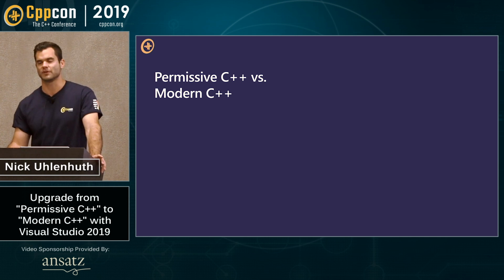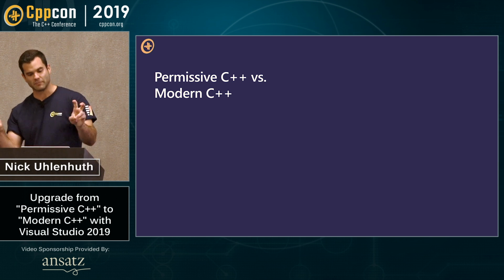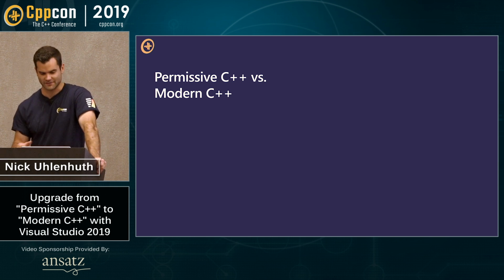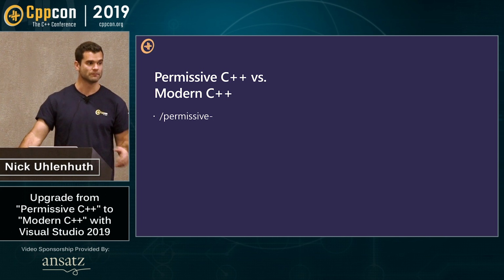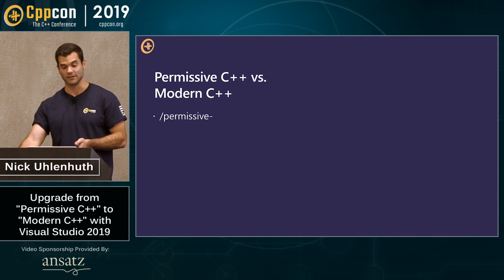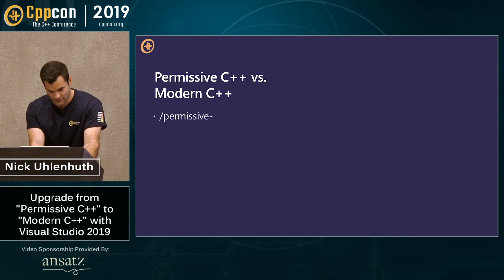So permissive C++ is in reference to older versions of the MSVC compiler, which allowed permissive behaviors. Since then, we have introduced a flag called permissive minus, which gets rid of those permissive behaviors and allows you to write strictly conformant code. But there's a chance that if you're a legacy user, you may have been writing code that wasn't necessarily strictly conformant. And just to show an example of that, I'll switch over to this project here.